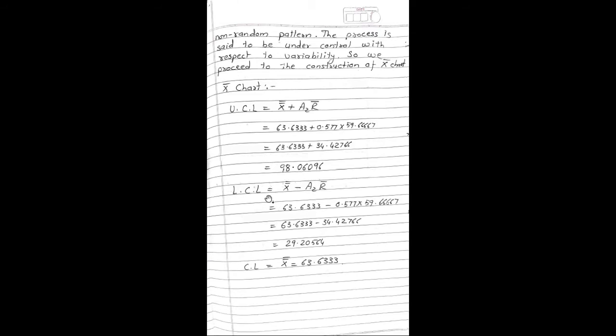The lower control limit is calculated as X double bar minus A2 R bar, which is 63.6333 minus 0.577 into 59.66667. So the lower control limit is 63.6333 minus 34.42766, and the value becomes 29.20564. The central line is X double bar, which is equal to 63.6333.